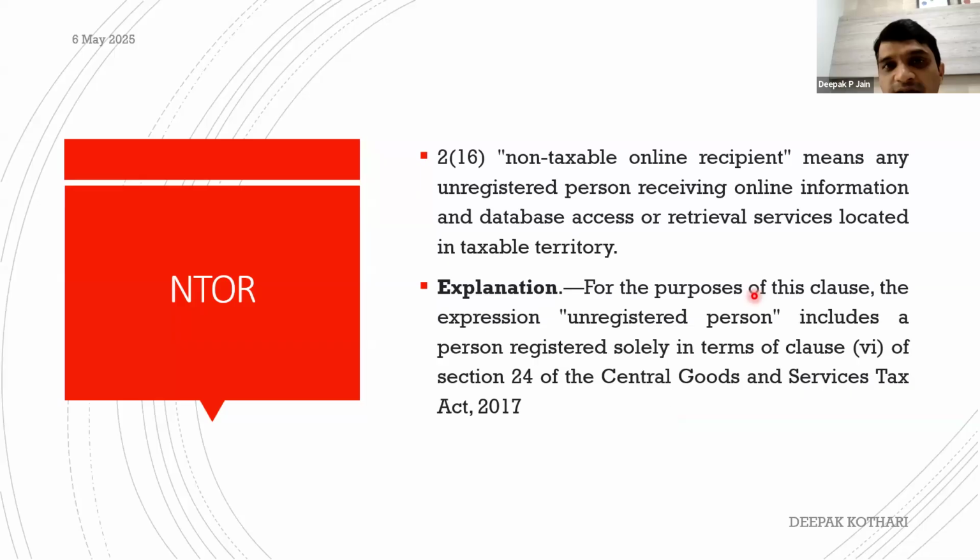Okay. And for the purpose of NTOR, the inclusion of unregistered person says that the expression unregistered person will also mean a person who is registered under 24(6), the person who is the government, which is supposed to register for the purpose of TDS. They will still be treated as an unregistered person, because only for the purpose of TDS deduction they are getting registered.